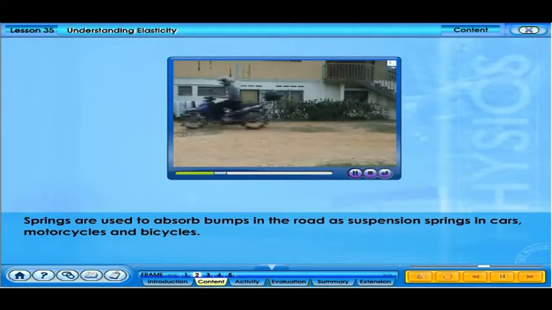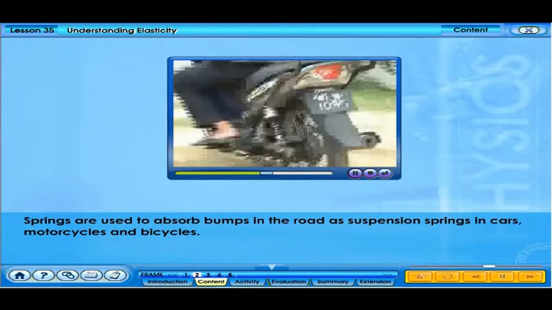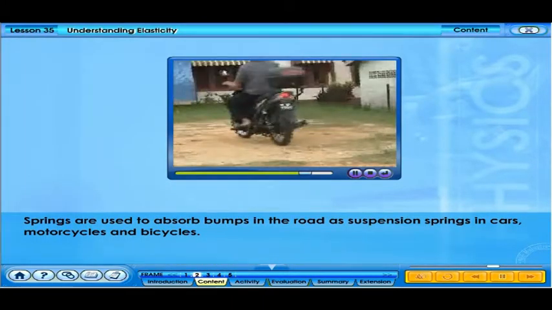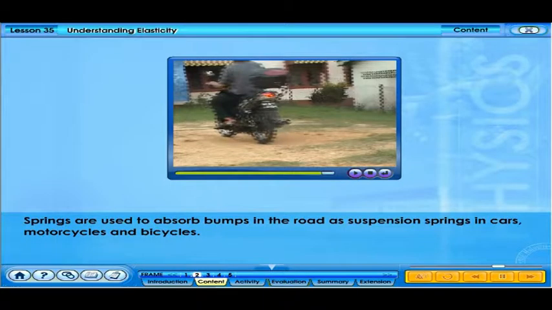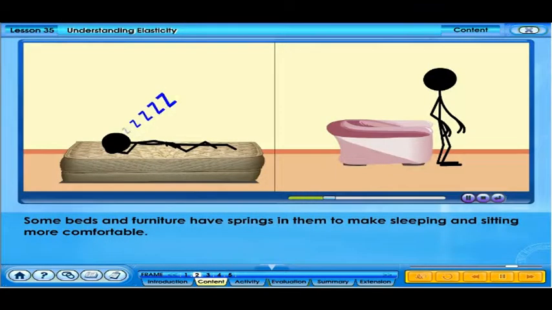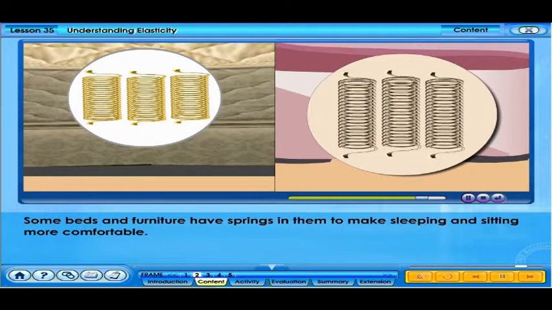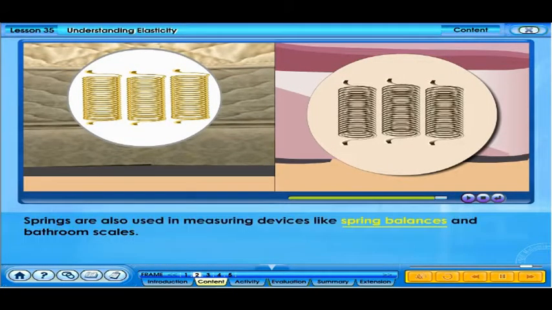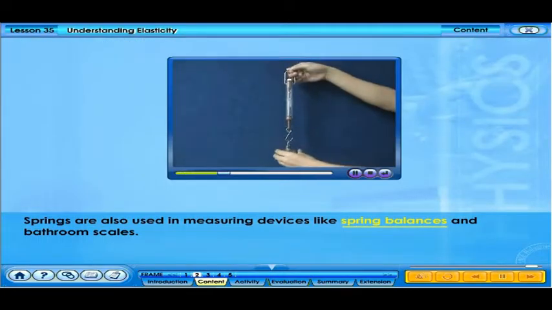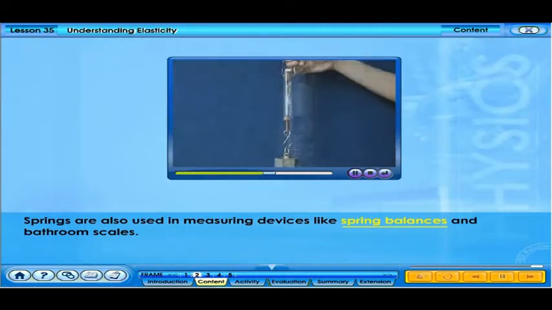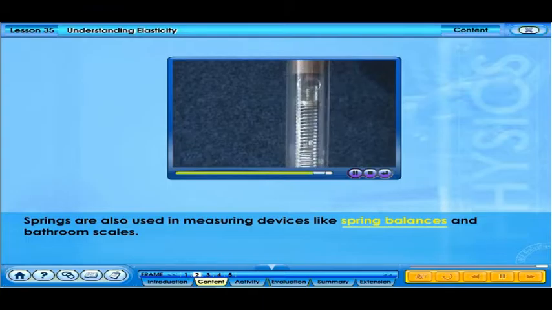Here are some examples of how springs are used. Springs are used to absorb bumps in the road as suspension springs in cars, motorcycles, and bicycles. Some beds and furniture have springs in them to make sleeping and sitting more comfortable. Springs are also used in measuring devices like spring balances and bathroom scales.